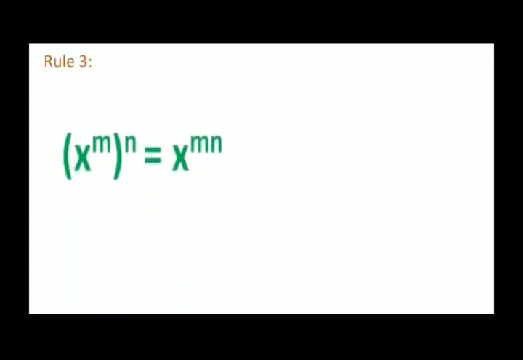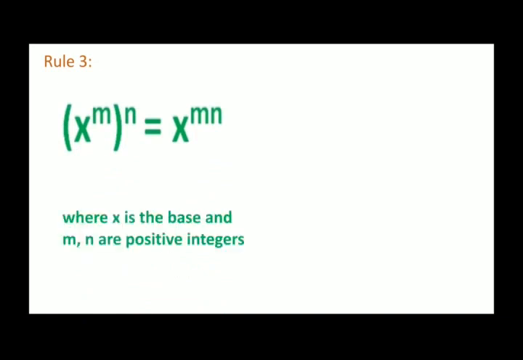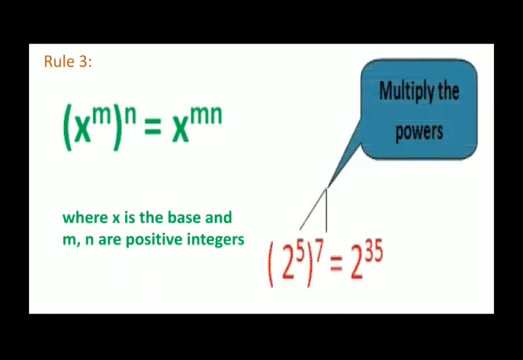Your third rule is x power m the whole power n is equal to x power m into n, where x is a base and m and n are positive integers. So if you have a power to a power, you just have to multiply their powers. For example, if you have 2 power 5 the whole power 7, you just have to multiply the powers, which is 5 into 7, so your answer is 2 power 35.